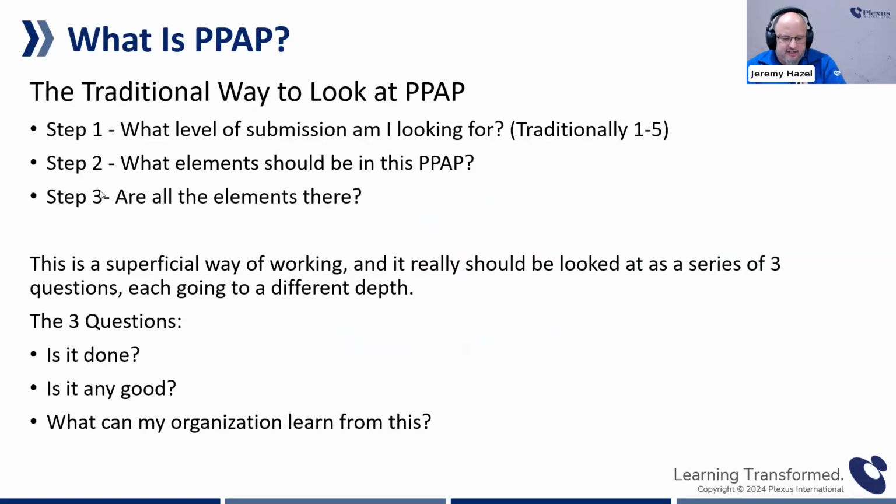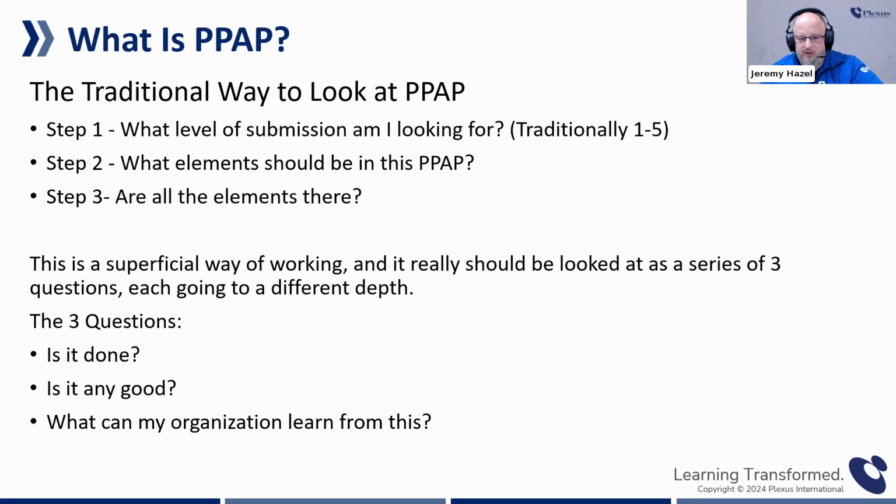All right. So let's start a little bit here with what is PPAP. Now, I want to start with the traditional way we look at PPAP. There are 3 usual steps when we talk about PPAP. Step 1, what level of submission am I looking for? Traditionally, there are different levels of submission. You all know this. So is this a level 3? Is this a level 4? Is this a level 5? What are we doing with it?